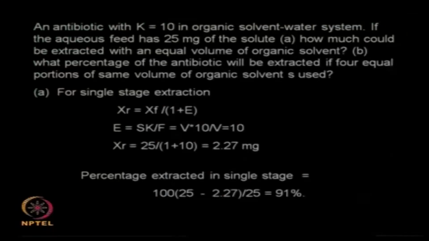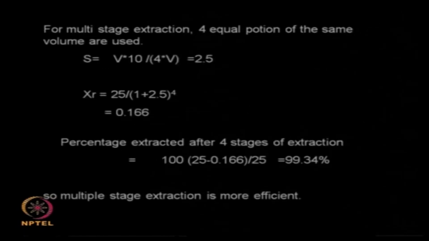For extraction, will the efficiency go up or go down? That is the question that is asked. Okay, so same amount of solvent, but it is now divided into 4 parts and you are doing 4 extractions. Okay, it is like a 4 stage cross flow system. So what happens? The equation gets slightly modified.